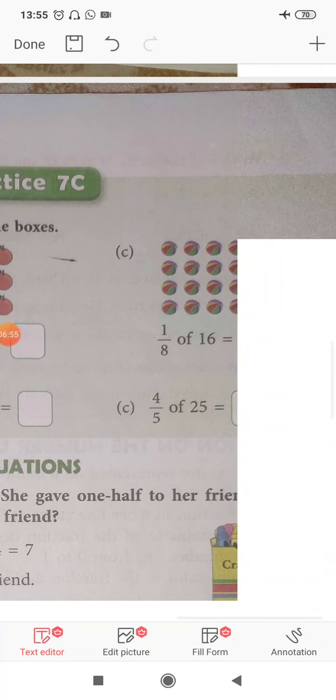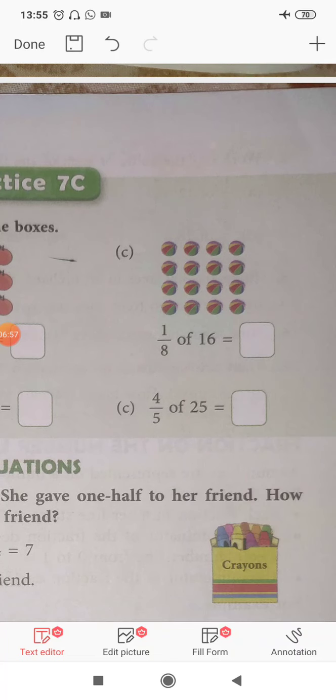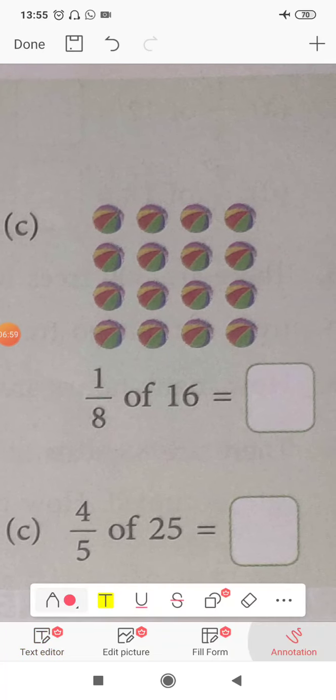Now see, okay, let's do the C number question. It is a little bit tough, so I will solve it for you. We have to find 1 by 8 part of 16. Out of this 16 we have to find the 1/8 part. Now in the denominator how much is given? 8. So there are 8 groups total, and out of these 8 groups you have to find one part. So let's divide the balls in 8 groups.